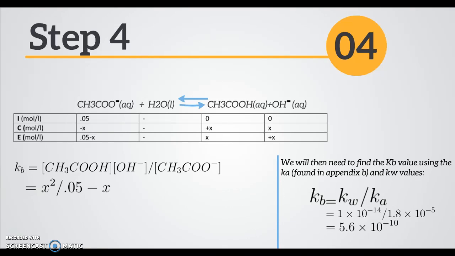We will need to find our Kb value. To find our Kb value, we know our Kw and our Ka. We can find our Ka value at the end of our textbook, and the Kw value is a constant, which is 1 times 10 to the power of negative 14. So over here on your screen at the bottom right, we calculated our Kb value by dividing Kw over Ka. And as you can see at the left corner, we can use that to find the hydroxide concentration.